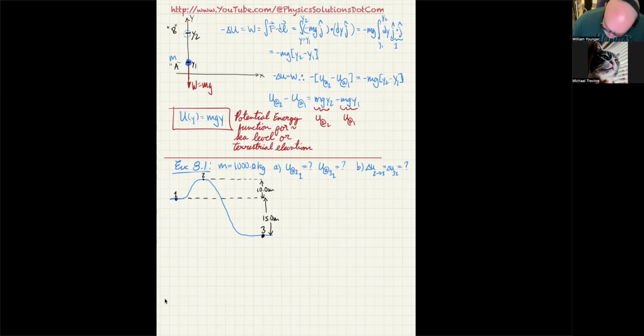So there's part B. And then part C, they want to know U at 2 relative to 3, U at 3 relative to 3, and they want to know delta U 2 to 3 equals question mark, and I'll subscript at 3, even though I really don't have to, because what I've been saying here is when you do this, you're going to see that the change in potential energy is independent of the coordinate origin that you chose. All right, so solution.